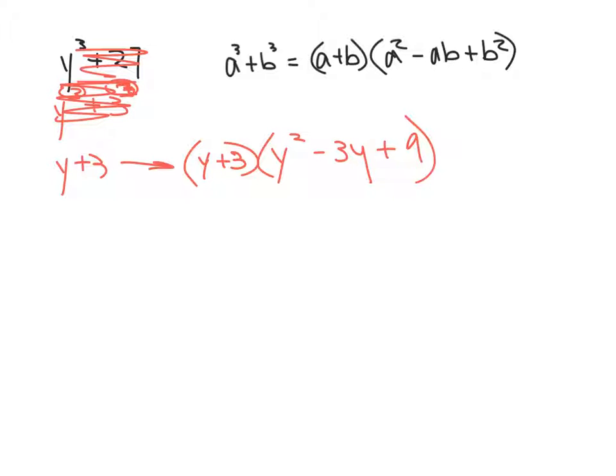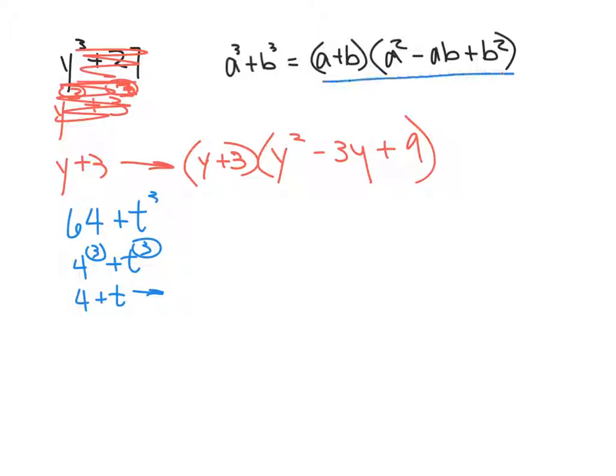So what if we had something like 64 plus t cubed? We can leave it in that order, but we're going to write this as 4 cubed plus t cubed. Then we're going to take off the exponents and have 4 plus t. And we are going to, again, follow this rule here. First part says first number plus the second. Second part says first number squared minus first number times the second number plus second number or letter squared. And we're done.